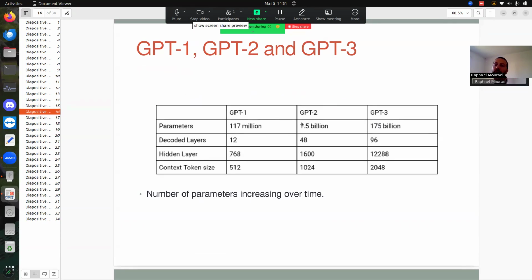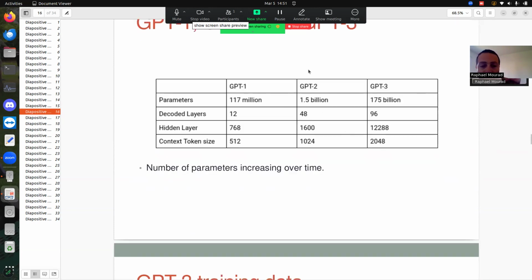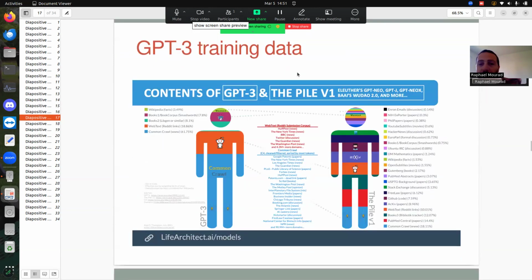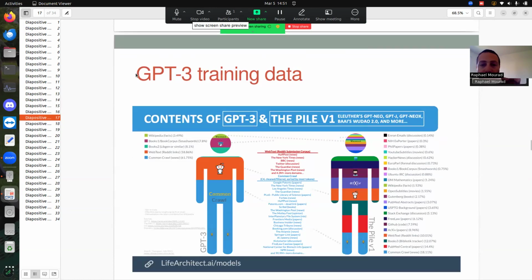And then by increasing the number of parameters, improving the architecture of the model, and also increasing the size of the data that you give to the model, researchers obtain better and better models. So for instance, take the example of GPT-3. It has been trained on a very important data set.